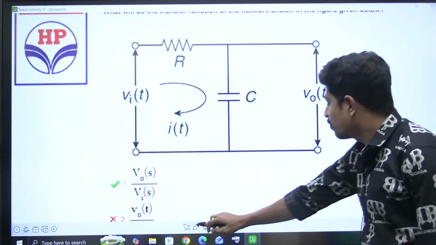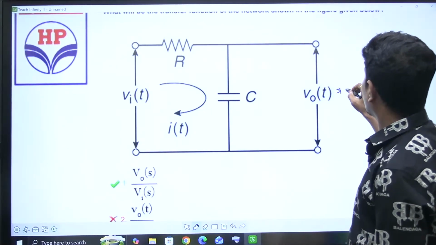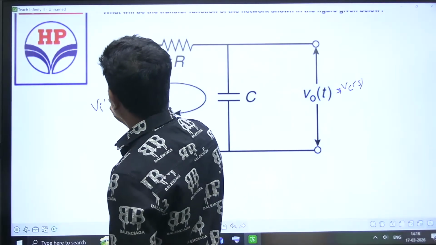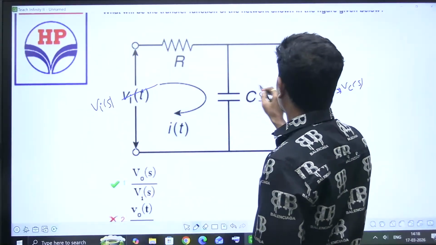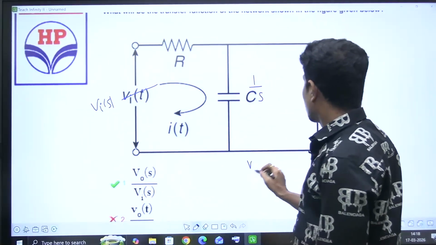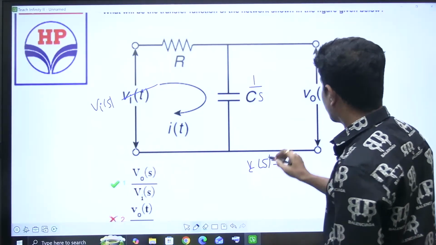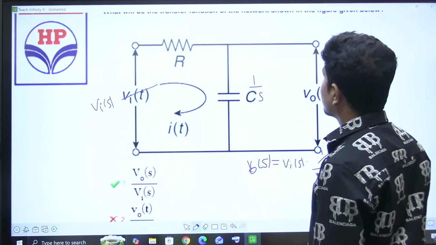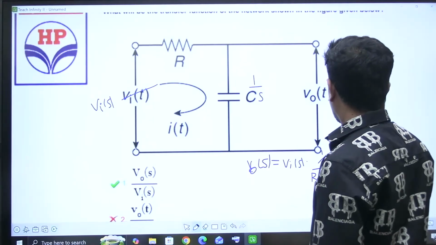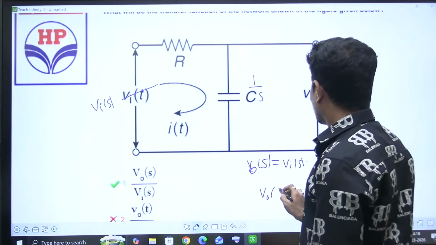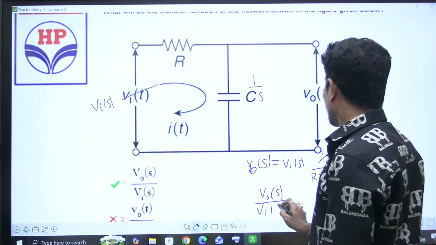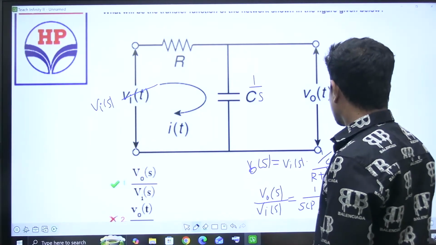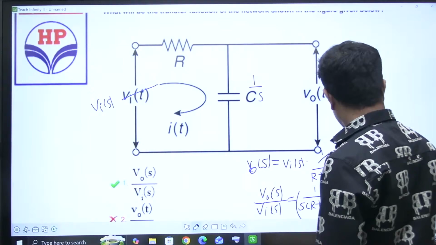Now this VC of t will become VC of S in S domain. VA of t will become VA of S. C will become 1 by CS. Now VC of S is the output voltage, or V naught of S. V naught of S is equal to input voltage times output impedance by total impedance, 1 by CS over R plus 1 by CS. So V naught of S by VI of S is equal to 1 by SCR plus 1.